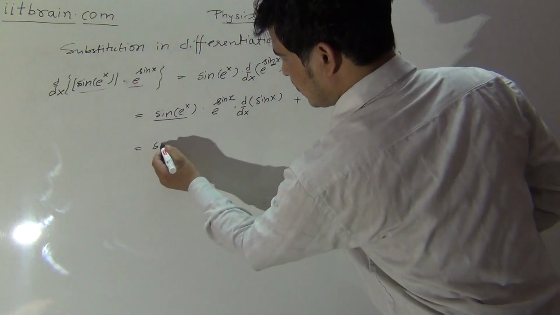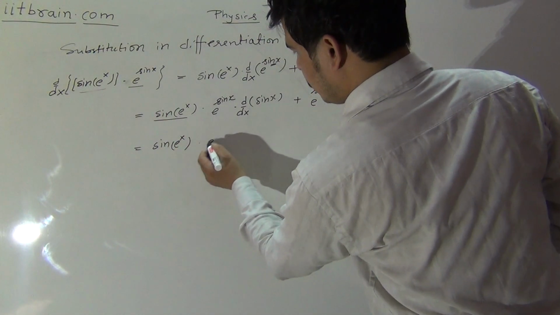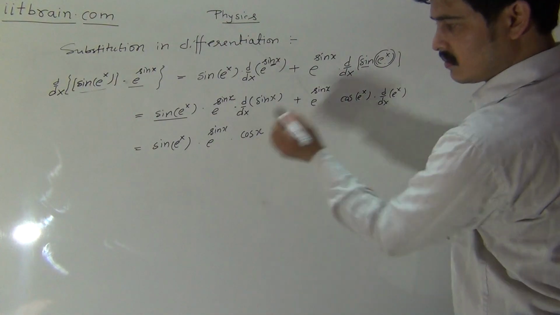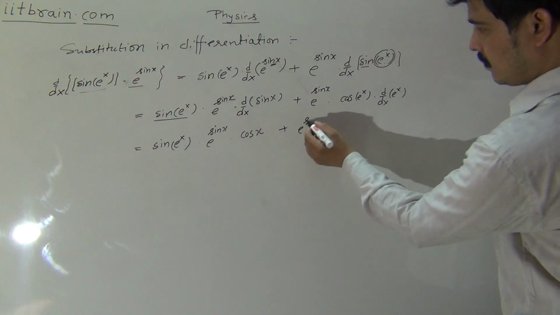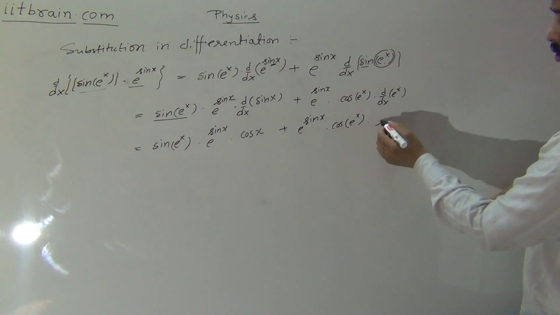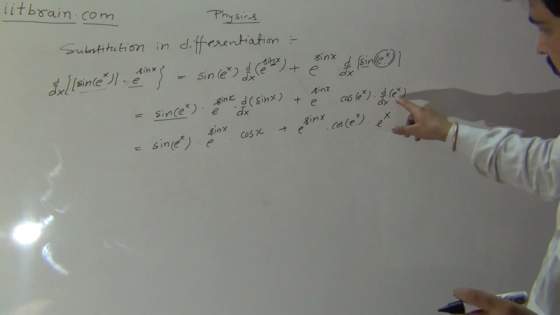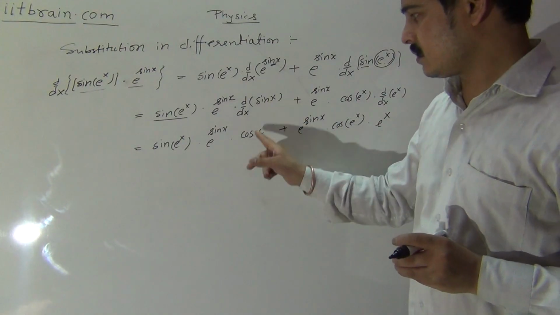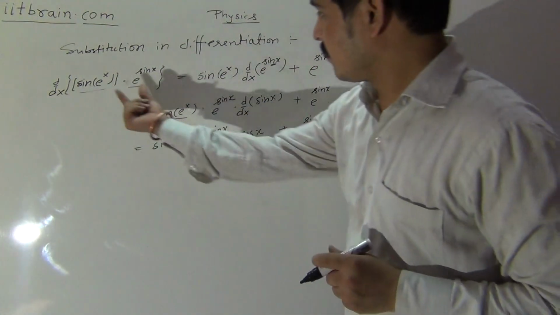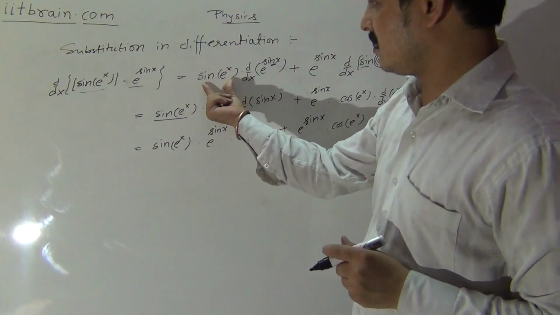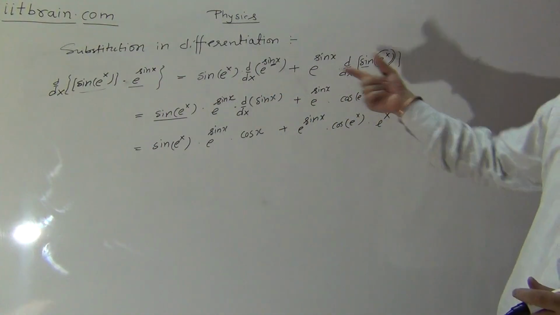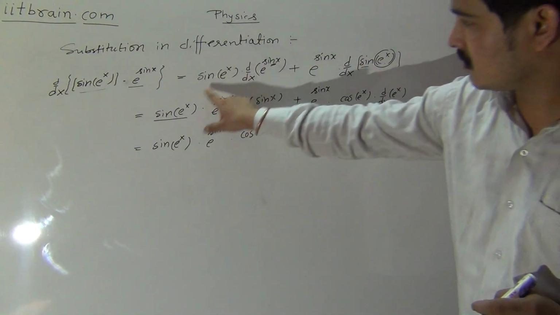In the next line it is sin e to the power x, e to the power sin x into differentiation of sin x, which is cos x, plus e to the power sin x into cos e to the power x into e to the power x. Differentiation of e to the power x is e to the power x. Differentiation of sin x is cos x. First, again I revise this completely. Carefully read this: first function and differentiation of second, plus second function and differentiation of first. Place this as its format.